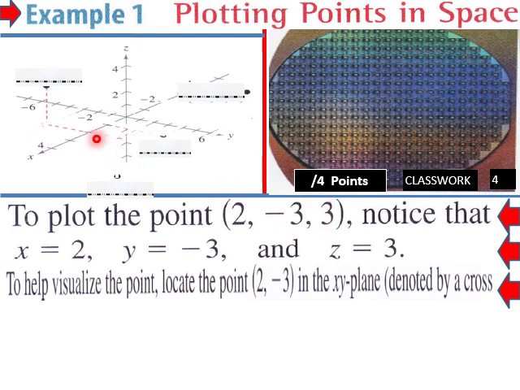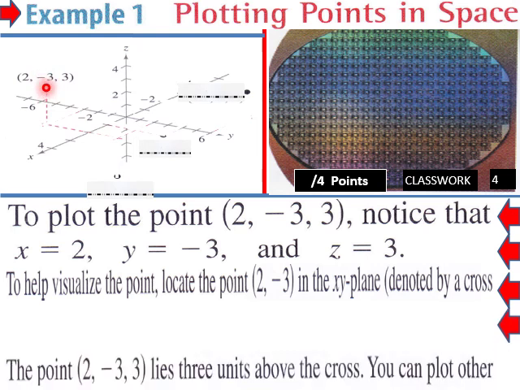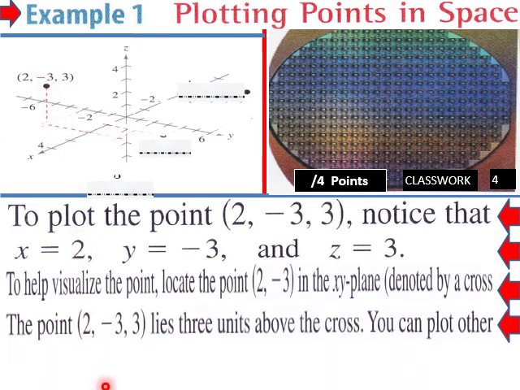Then we go up 3 more. So then we have 2, -3, and then we go up 3. So that would be that one there. 2, -3, and then 3 would be this point right there. The point 2, -3, 3 lies 3 units above the cross. So they're calling this a cross here. Then you go up 3, and that'd be your point there, because now we're tying into our z-axis for that point.